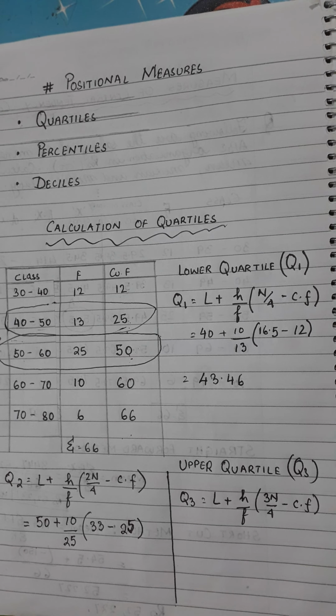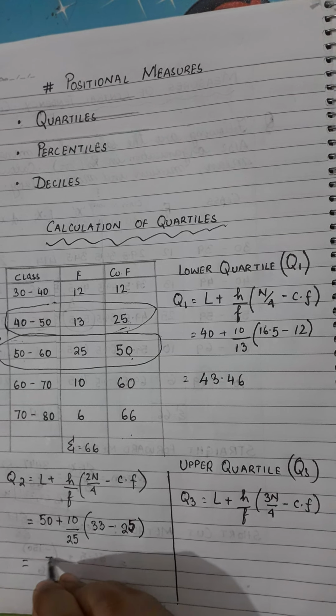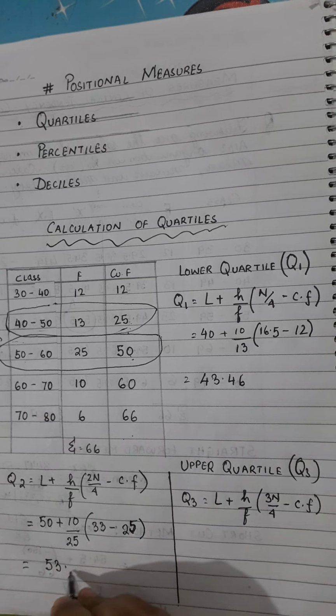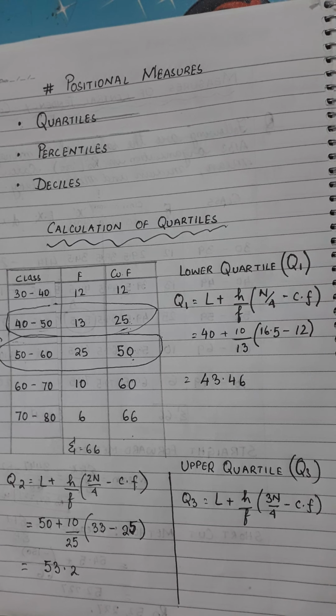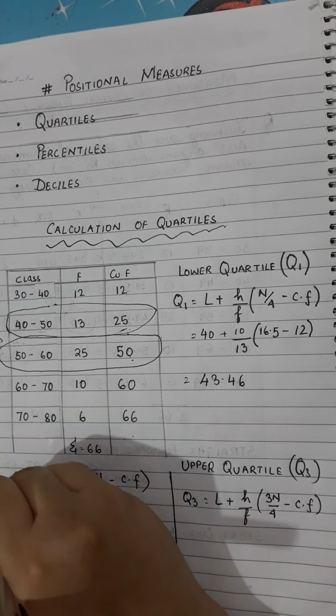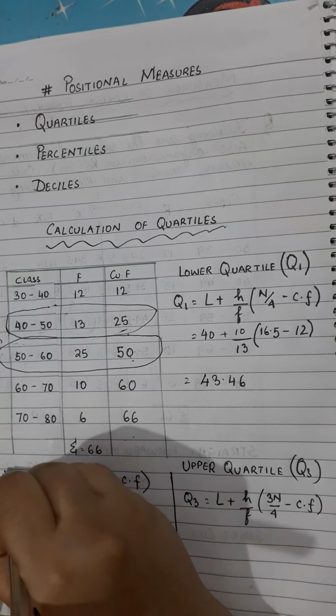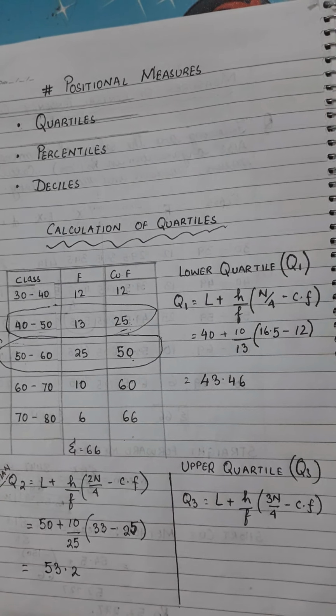Right, so we go ahead to make the calculation. So this comes to be the value of 53.2. So 53.2 is that particular value where 50% of the data is above it and 50% of the data is below it. And Q2 is also referred to as the median. It actually corresponds to the median of a distribution, a central tendency.